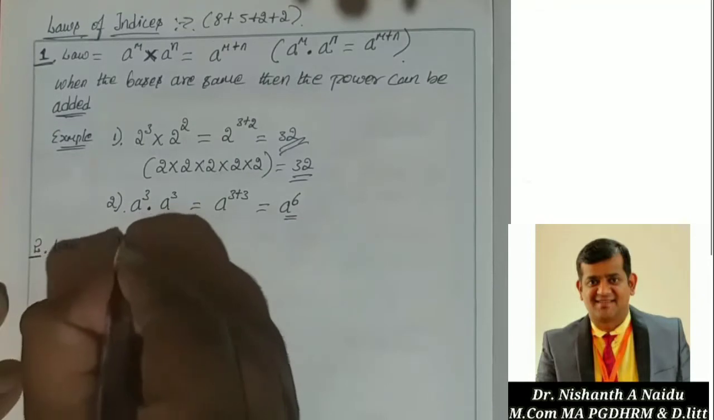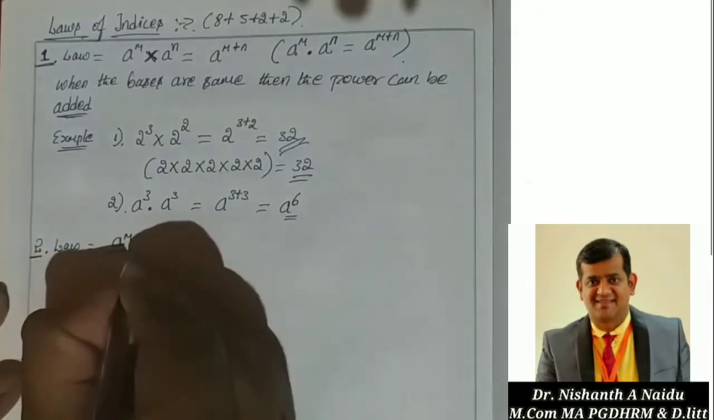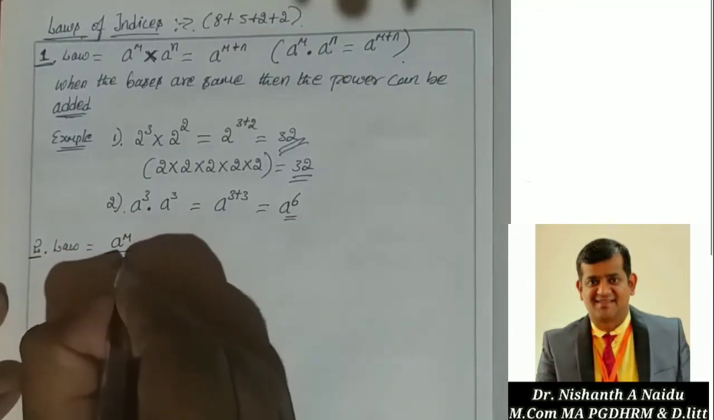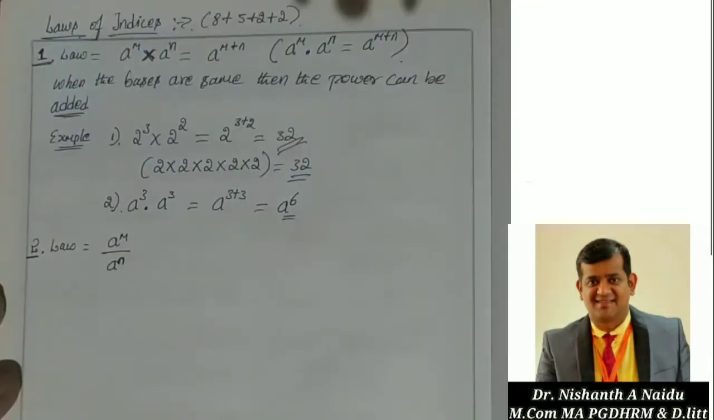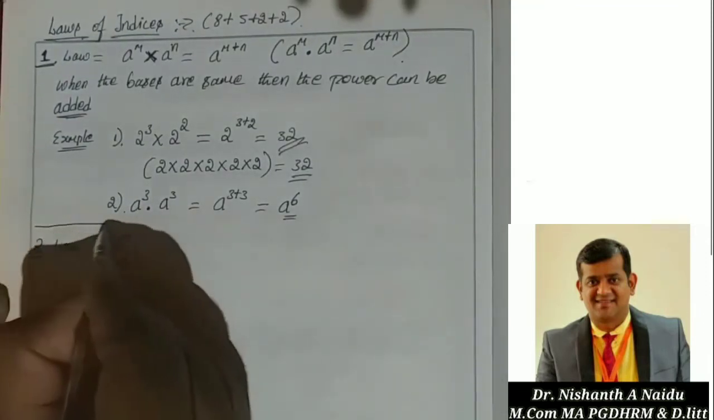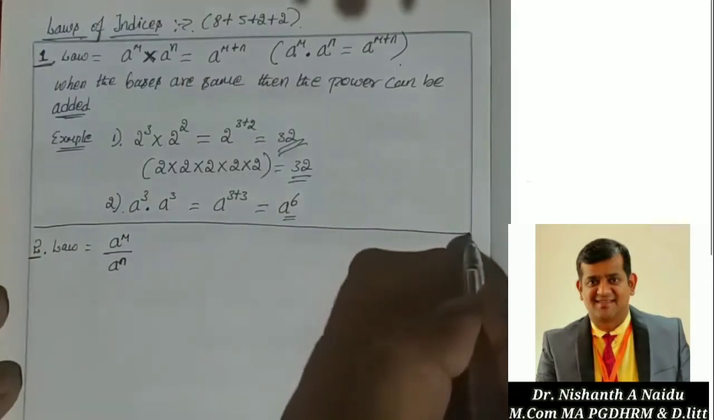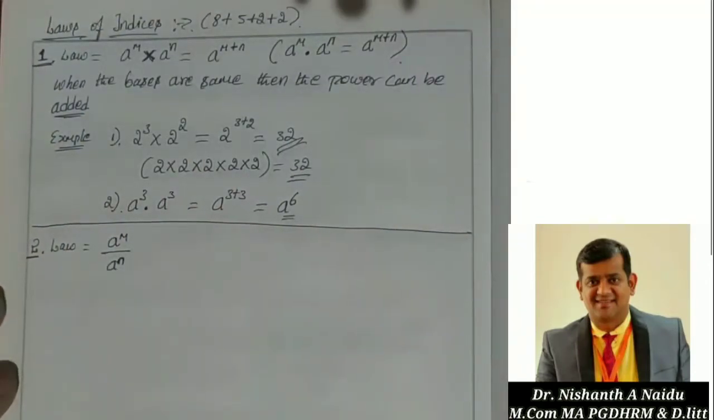That is a to the power of m divided by a to the power of n. The first one is over. First law I have already made clear. Second law: a to the power of m divided by a to the power of n. So what are we going to do here? We are going to convert this, the division will become minus.